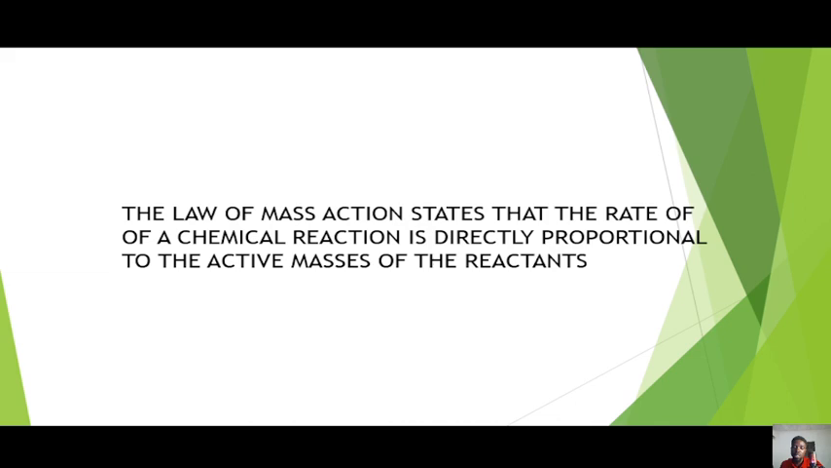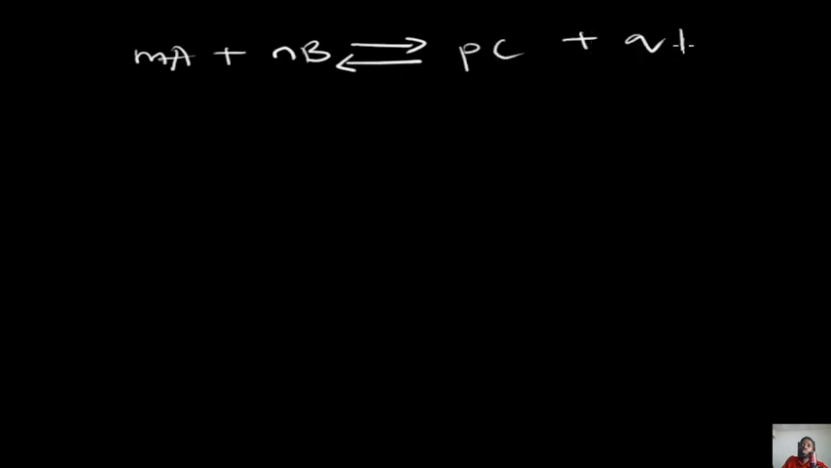So let's take this out so we can explain it on our board. Now, if for instance you have a particular process, let's still use our A and B: mA plus nB reacting reversibly to give pC plus qD. Now for the forward reaction, the rate at which the forward reaction is occurring is R1, while the rate at which the backward reaction is occurring is R2.